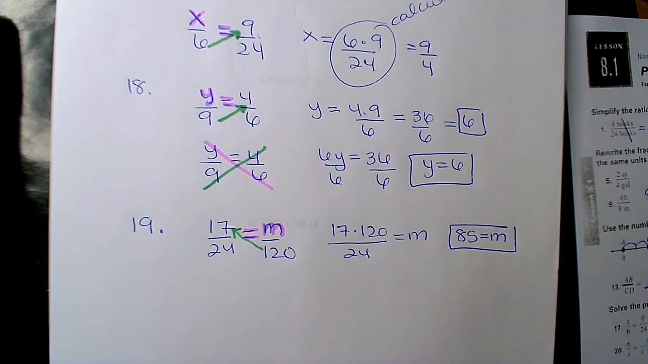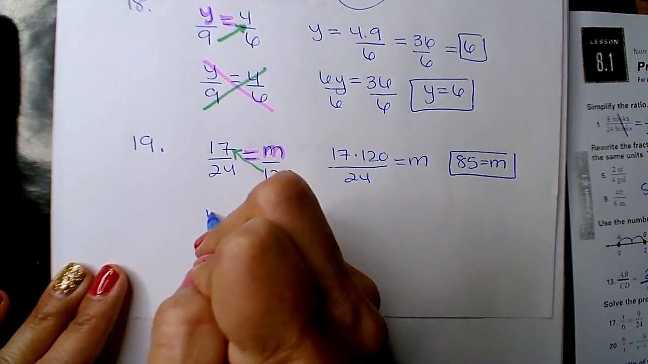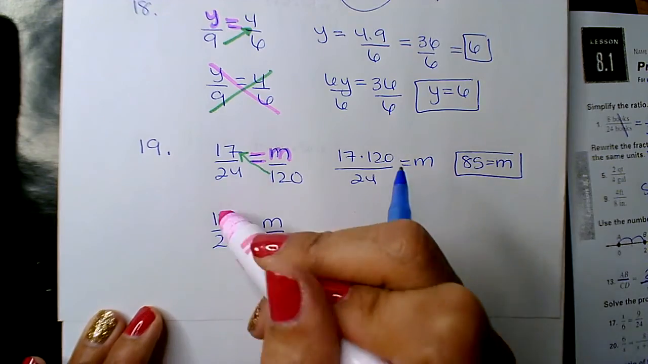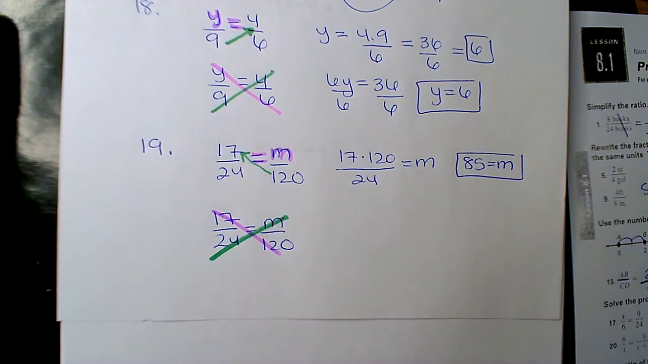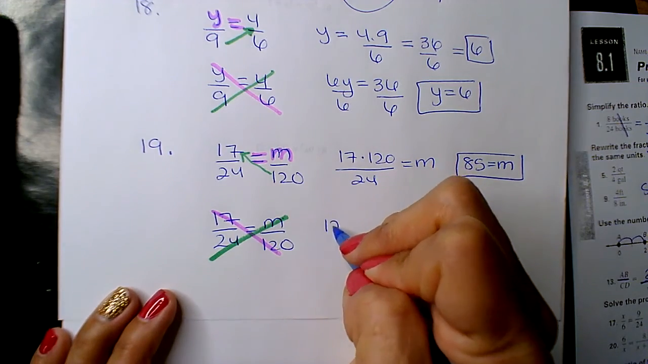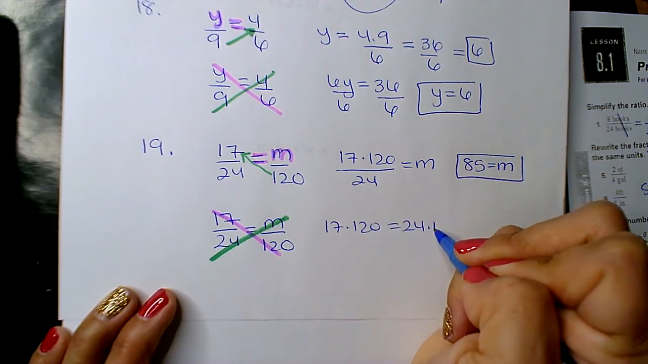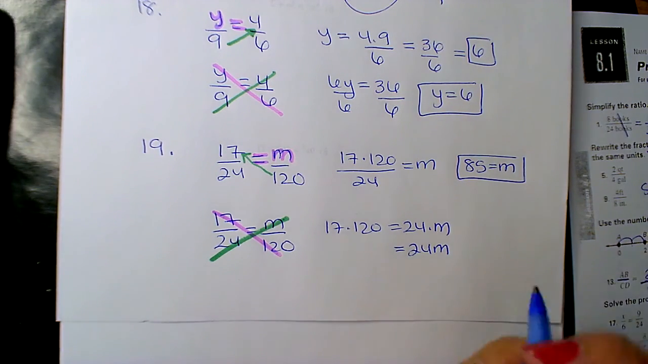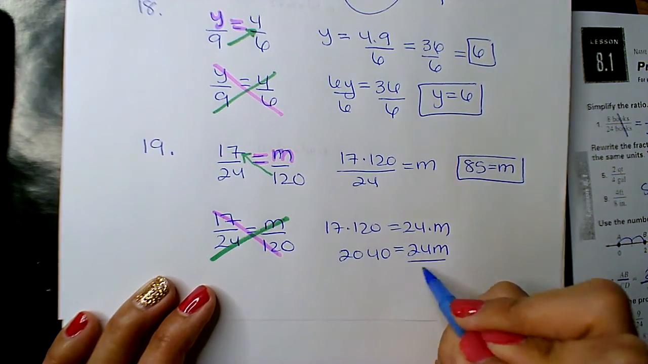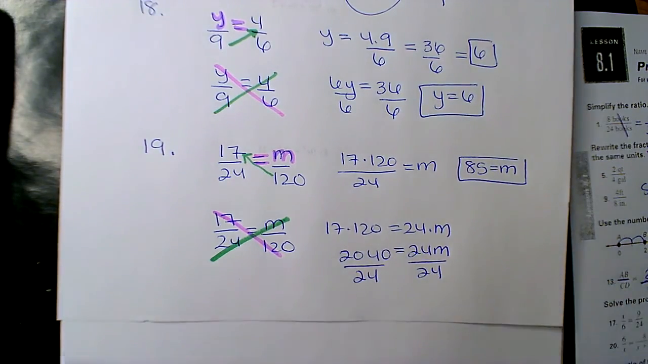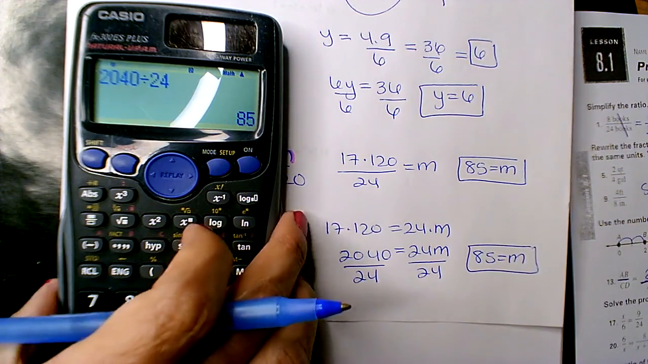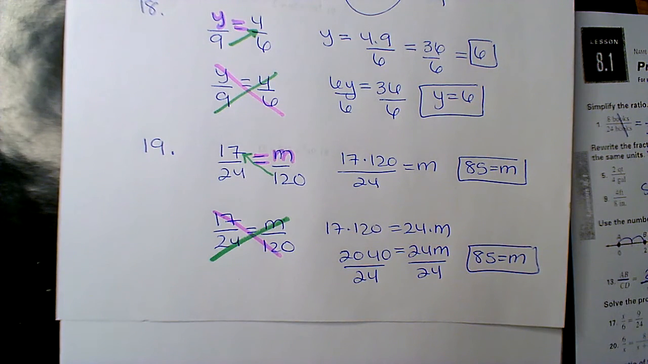Okay, if you didn't want to do it the shortcut way, if you wanted to be thorough, textbook style, you would, right? Okay, what's 17 times 120? 24 times m. Let's see, that's 24m. What's 17 times 120? 2040. Divide by 24. Right, and so there's my 85. So you still get the same answer. You just have to decide what your comfort level is.